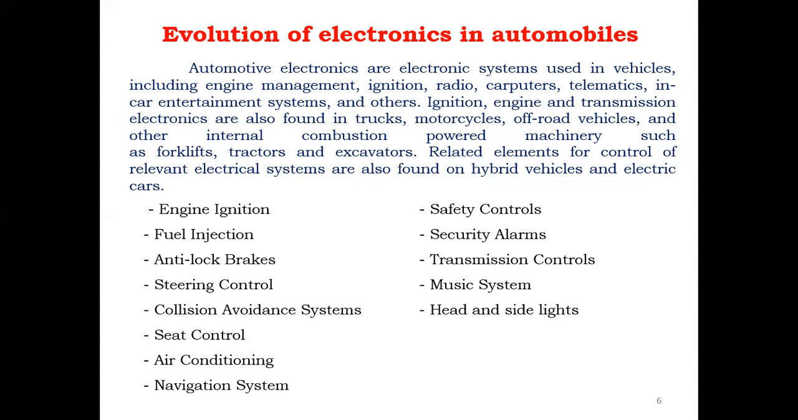Related elements for control of relevant electrical systems are also found in hybrid vehicles and electric cars. Examples are engine ignition, fuel injection, anti-lock brakes, steering control, collision avoidance systems, seat control, air conditioning, navigation system, safety control, security alarms, transmission controls, music system, head and side lights.